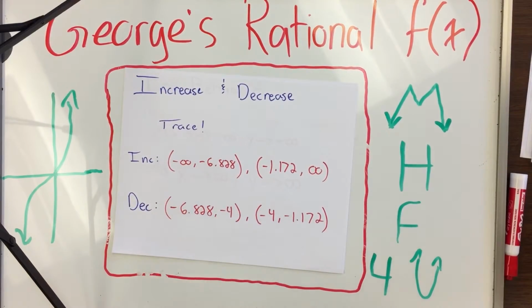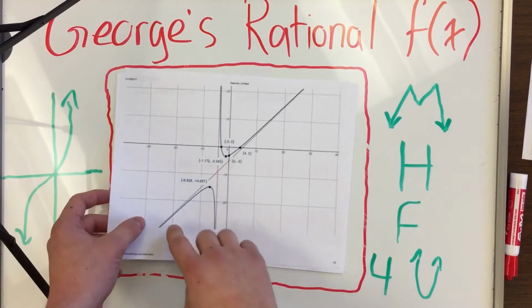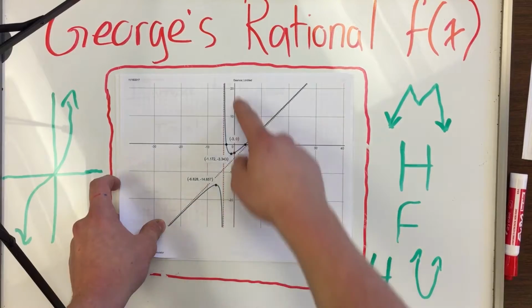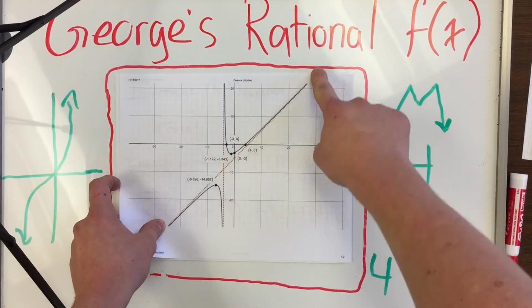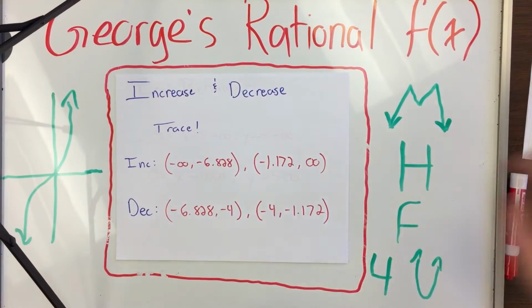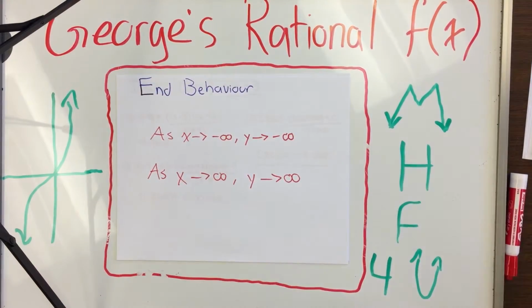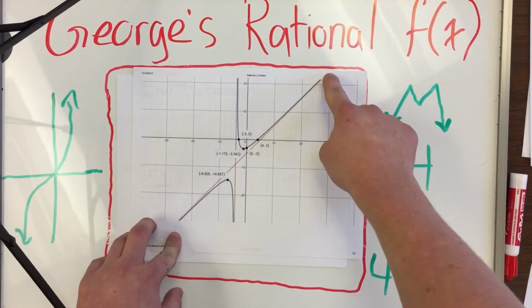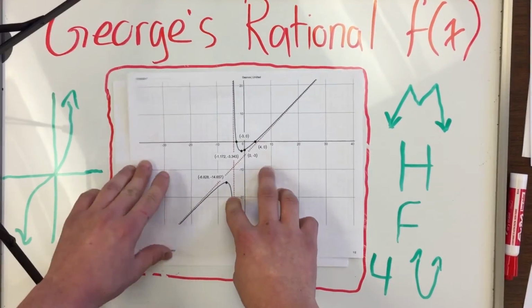Now areas of increase and decrease are essentially determined from this graph. As you can see, the function increases to this turning point here, decreases away from that turning point, decreases from the asymptote towards that turning point there, and then increases away into infinity. This is simply represented in interval notation. The end behavior of the function, again, can be determined from the graph. As you can see, when x approaches infinity, y is also going to approach infinity. When x approaches -infinity, y also approaches -infinity.